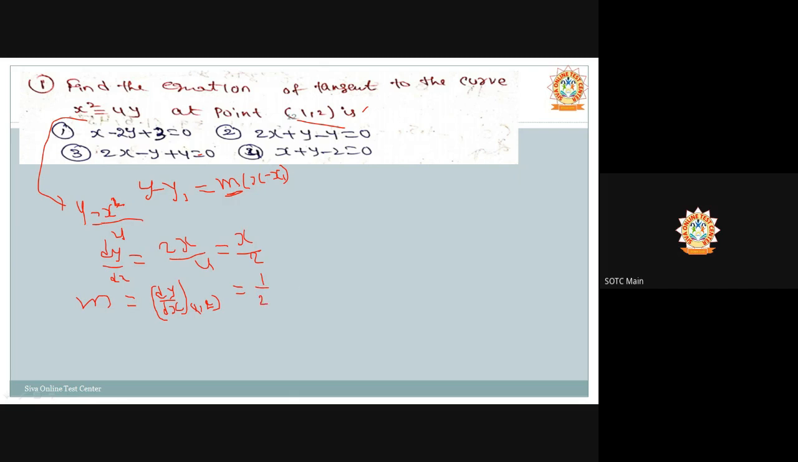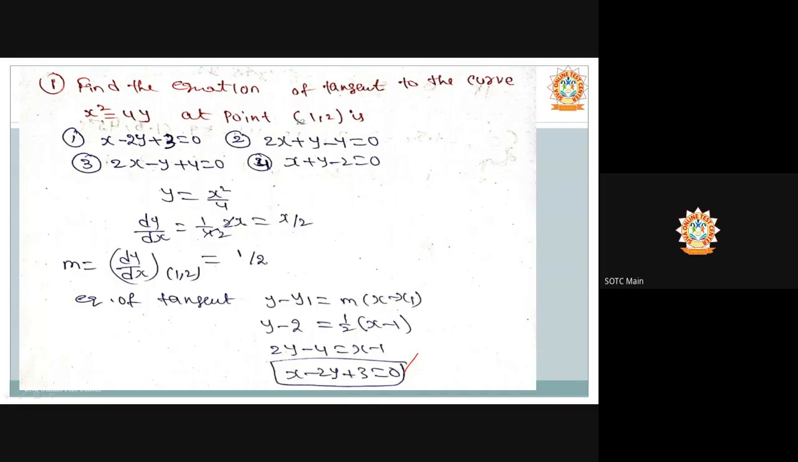So now substitute in the place of y minus y1: y1 is your 2 and x1 is your 1. So tell me what you are getting. What is the equation? Option 1, sir.